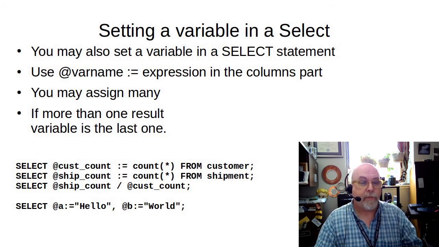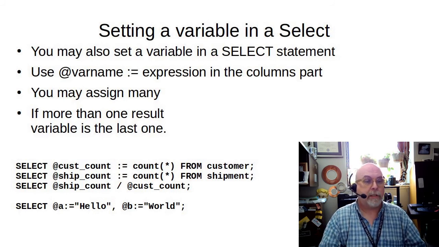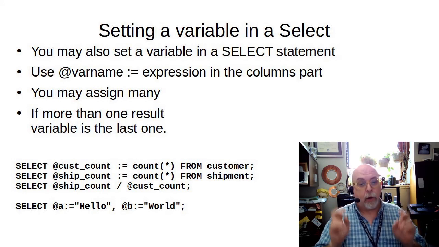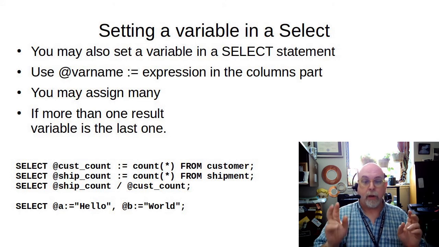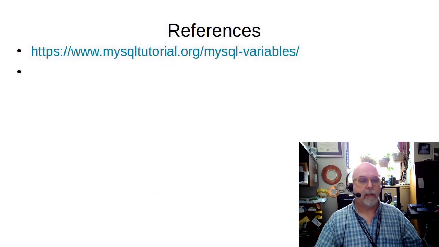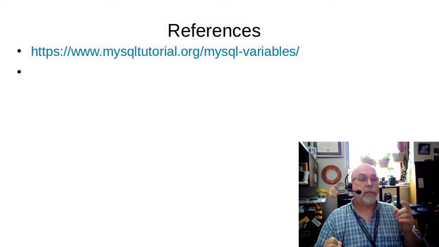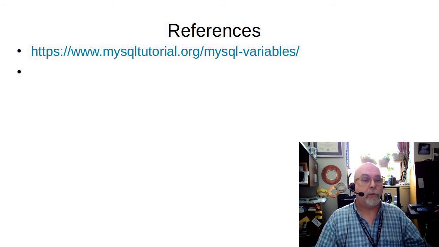You can see the fourth select here on this screen setting variables with a select, where we set the variable a equal to the string hello and the variable b equal to the string world, all at the same time. That could have been easily done with two set statements instead of one select as I did it here. If you want to know more about how MySQL handles variables and ways they can be used, I really do suggest this site, the MySQL tutorial on MySQL variables.